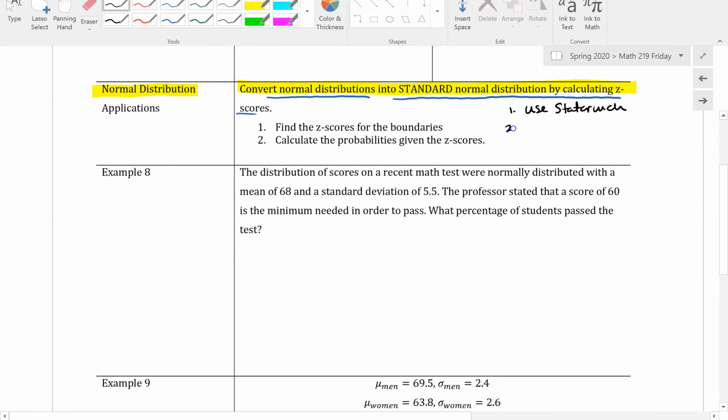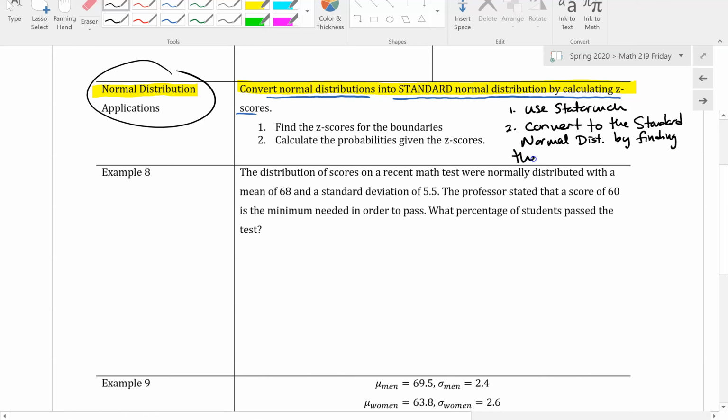Two, if you want to calculate some probability of a normal distribution, you're going to have to convert to the standard normal distribution by finding the z-scores for your data values. Then use the table, a z-table. So we'll do this problem both ways.